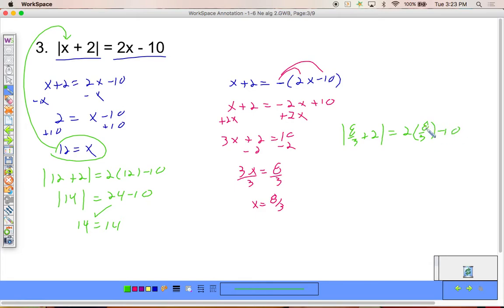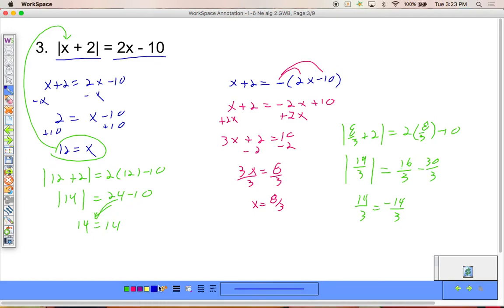This one I would not expect you to do by hand, but I'll do it anyway. I'm going to get common denominators. Like I said, this on a test or a quiz will be a little bit easier to check. And I get 14/3 equals a negative 14/3. This one was 14 equals 14, so it's good.